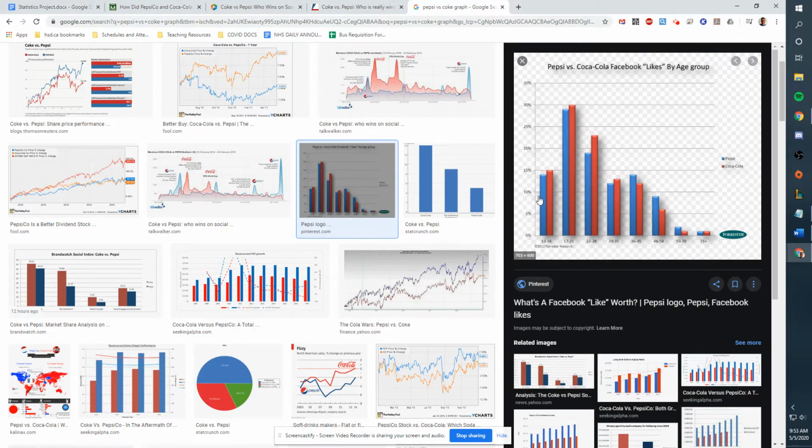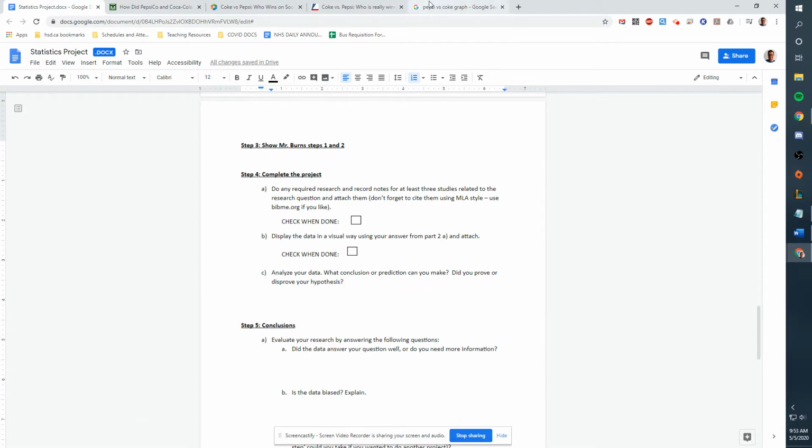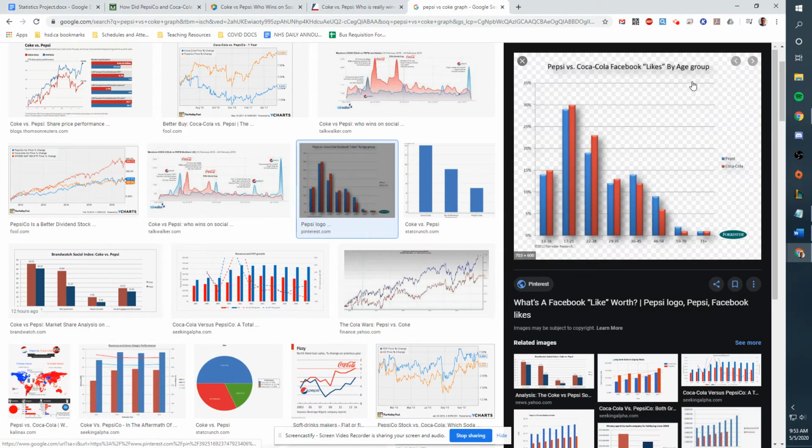And if I look at my graph, Coke seems to have captured the younger market. Pepsi has the older market. So they seem pretty even. My analysis of this, my conclusion is going to be that I think Coke might actually be winning the sales battle because younger people prefer it and a lot more younger people are drinking Coke. So older people seem to like Pepsi, but there's less of them drinking the product.